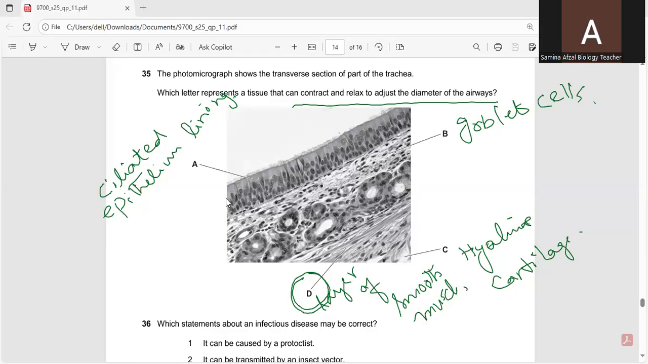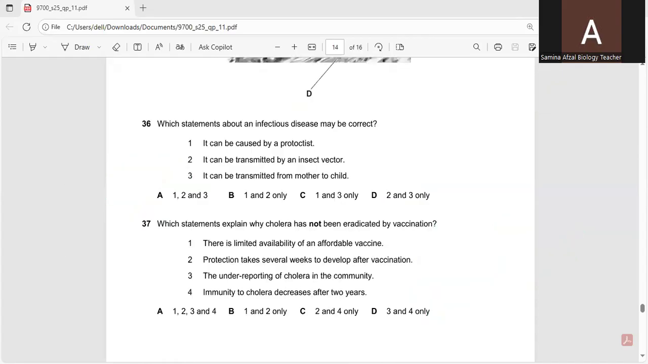The next question is: which statement about an infectious disease may be correct? These statements are: it can be caused by pertussis, yes, infection caused by the bacteria. Or it can be transmitted by an insect vector. Yes. It can be transmitted from mother to child.